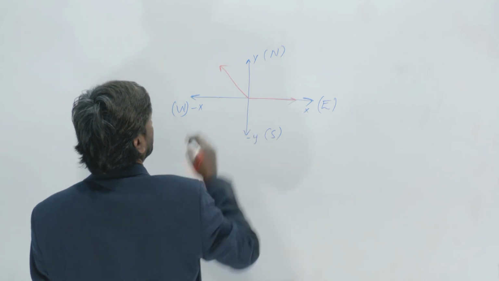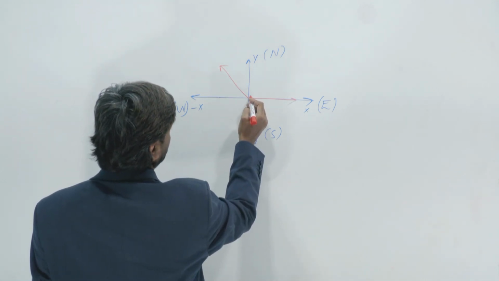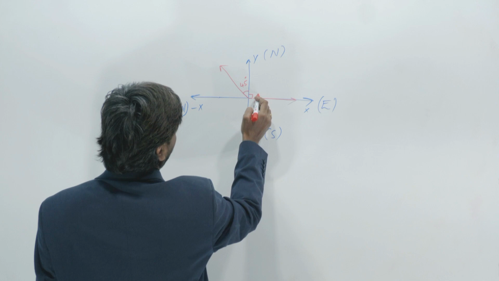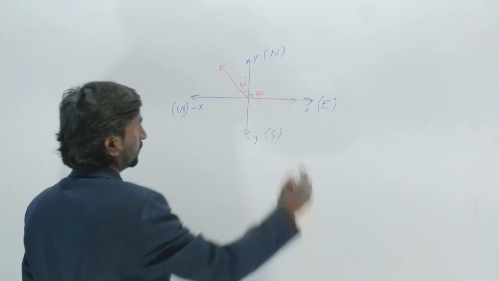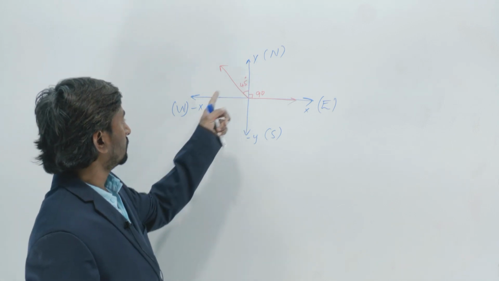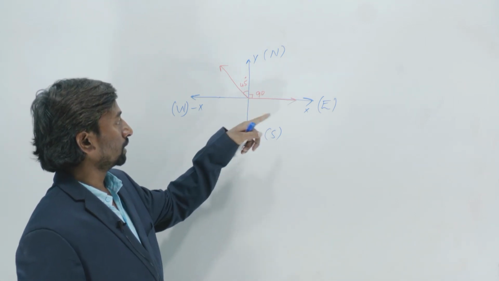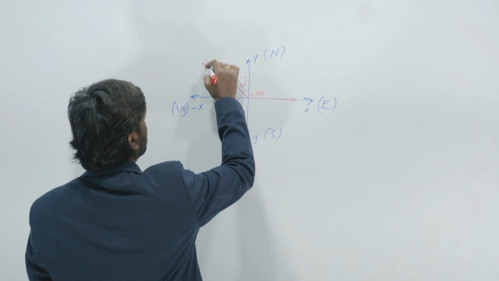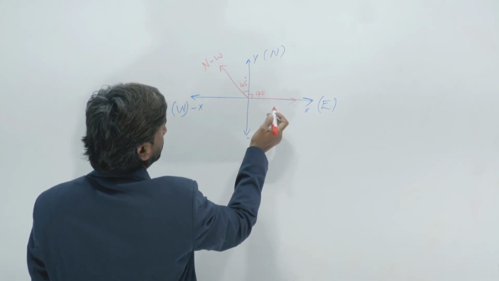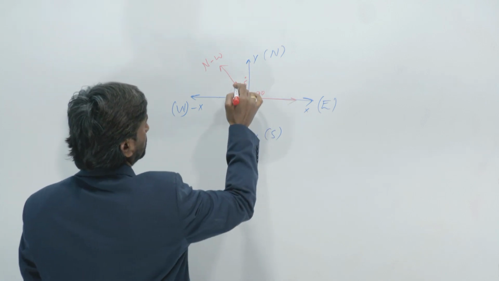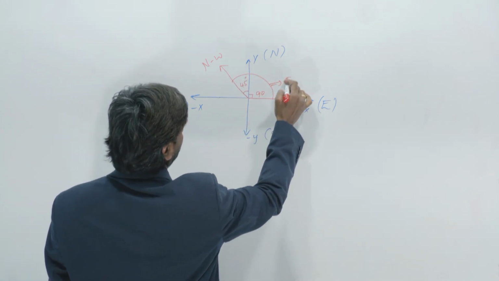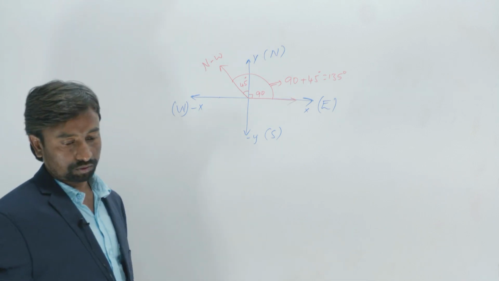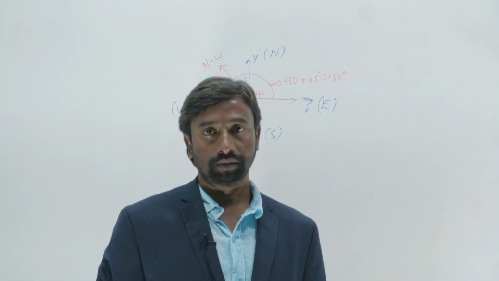Now what is the angle here? Northwest means exactly we should take the middle, so this angle is exactly 45 degrees. The angle between north and west is 90 degrees, north and east is 90 degrees, and west and south is 90 degrees. So northwest is 45 degrees from north. Now the angle between east and northwest is 90 plus 45, which is 135 degrees. So the option is option 3, 135 degrees.